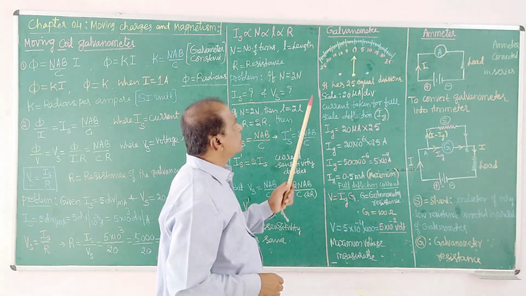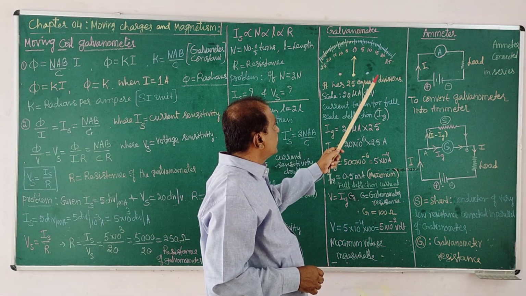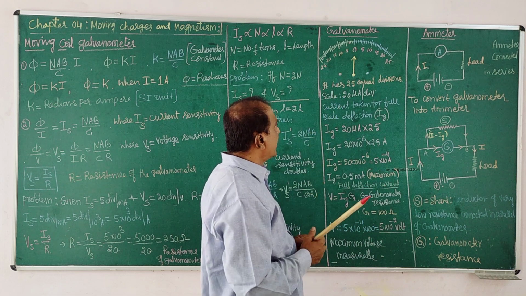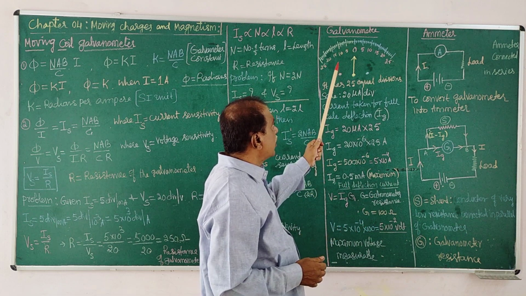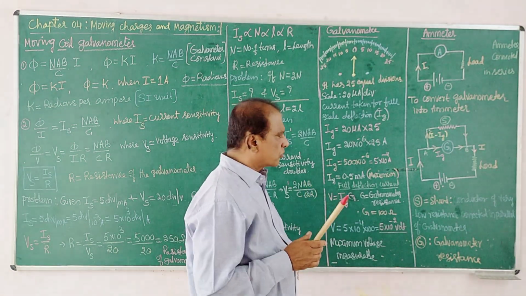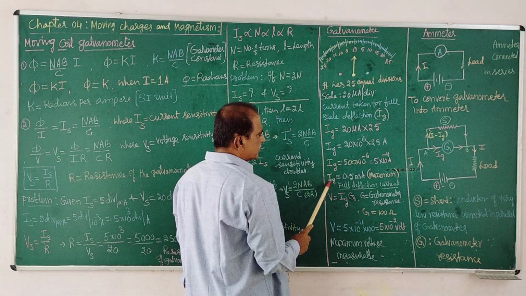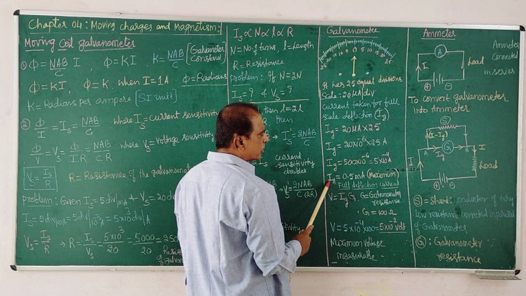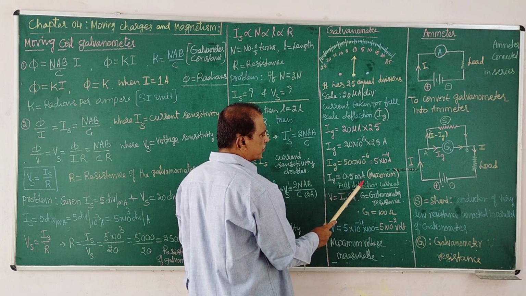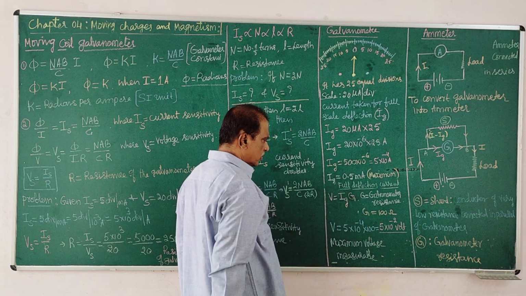And from the galvanometer scale, we have calculated the voltage per division for this particular galvanometer. It is different for different galvanometers and depends on the make. For this galvanometer, what is Ig? It is the current for the maximum deflection, that is 0.5 milliamp.